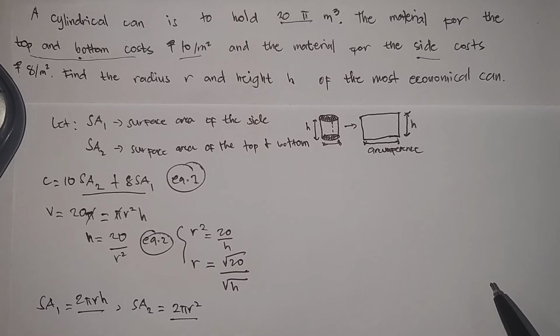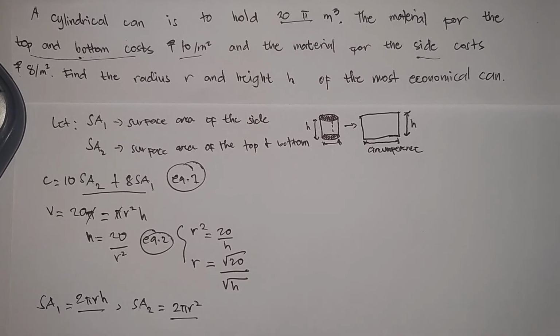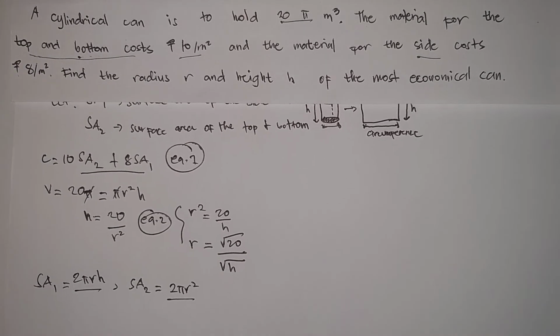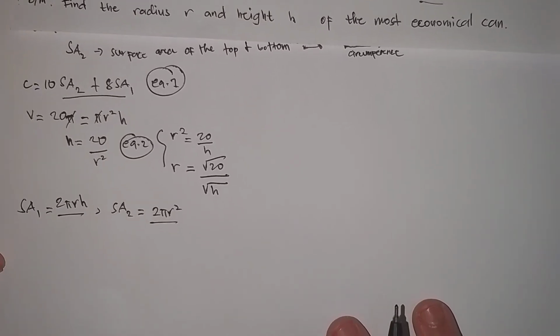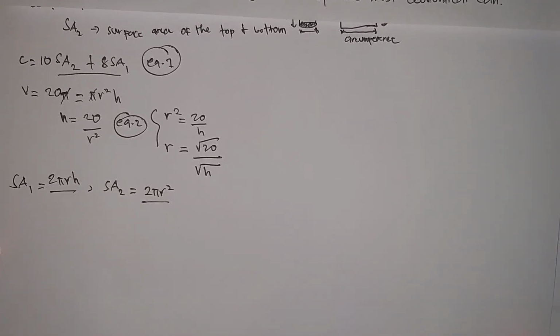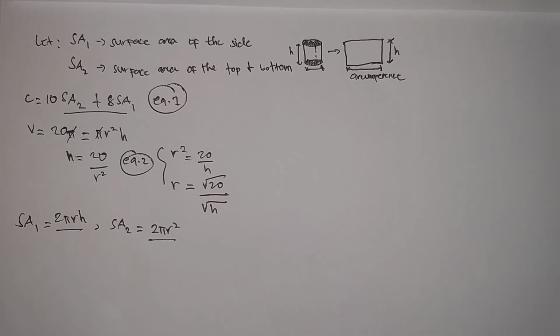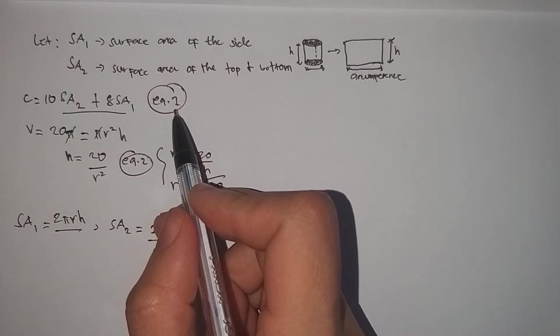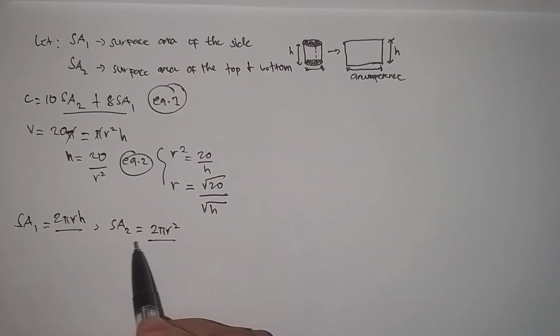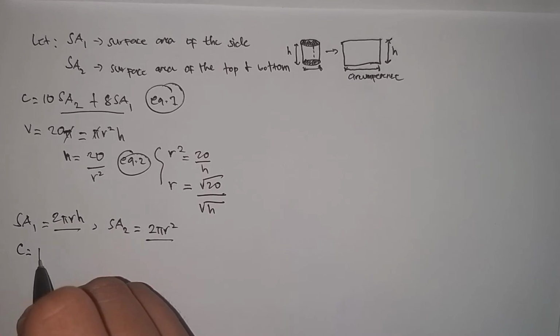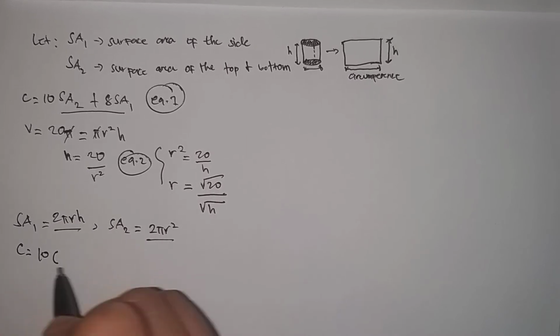So the next step is that we will go back to the cost equation. I think I need to adjust. I'm sorry because I don't have enough space in here. Let's go back to the cost equation, which is this, equation 1. So substitute this one and this one into here. So that will be C equals 10 SA2.